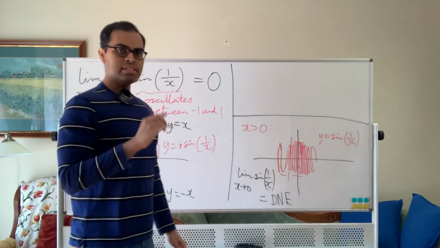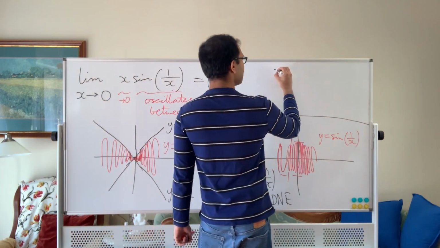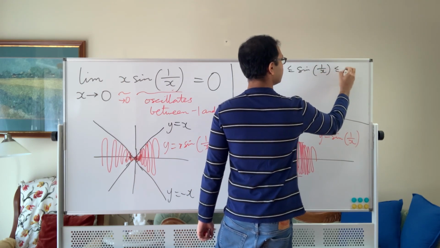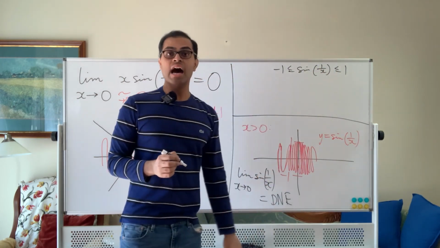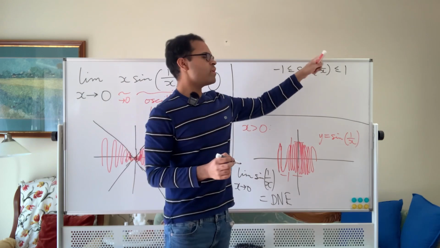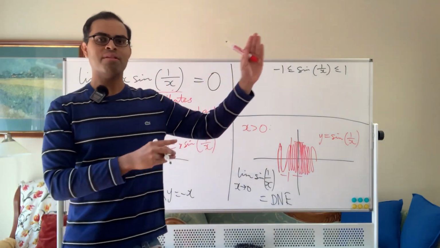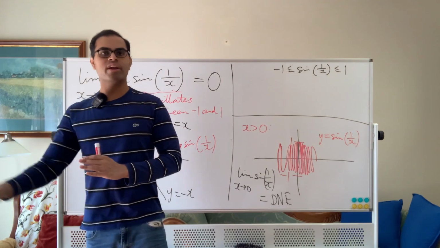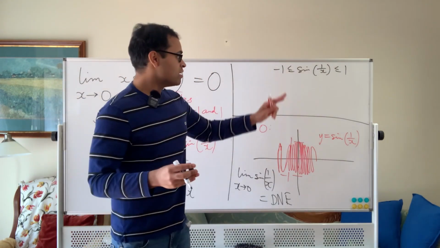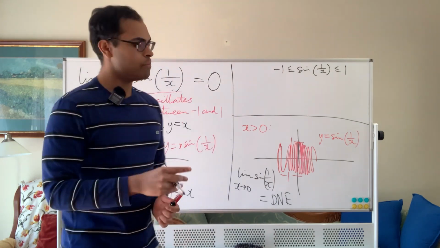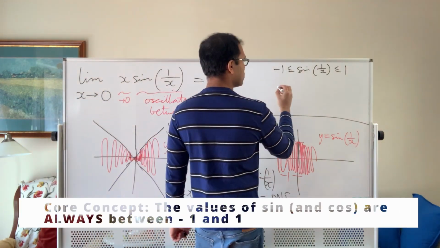So the way we say this is the following. Because minus 1 is always less than or equal to sine 1 over x is less than or equal to 1, right? It doesn't matter what's in the argument of sine. It could be 1 over x, it could be some really crazy expression, e to the x plus x squared minus 7x plus 1 over x squared, whatever you like. Sine of anything is always between minus 1 and 1, right? That's key.